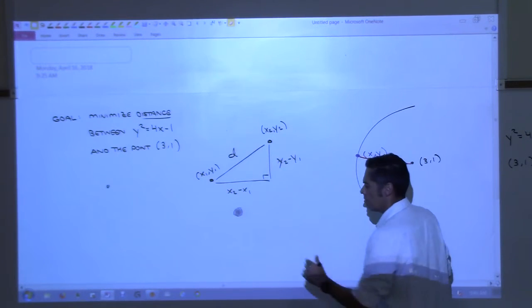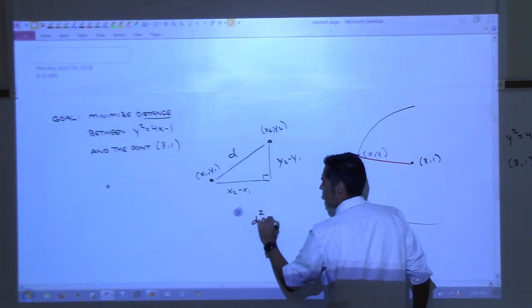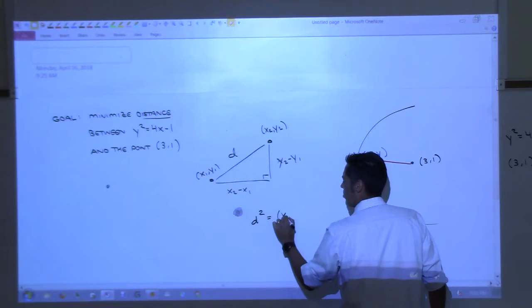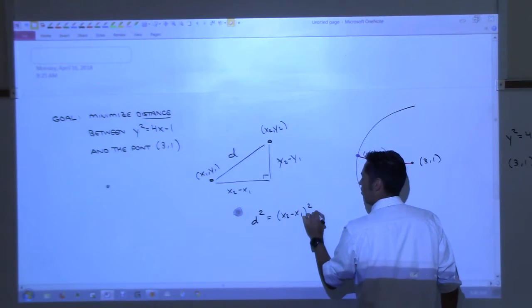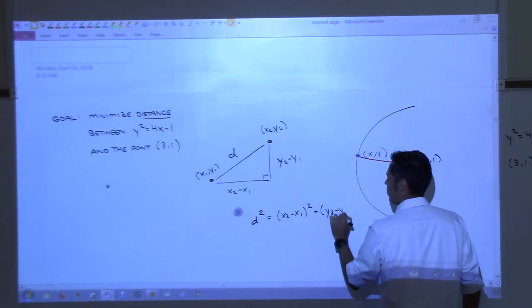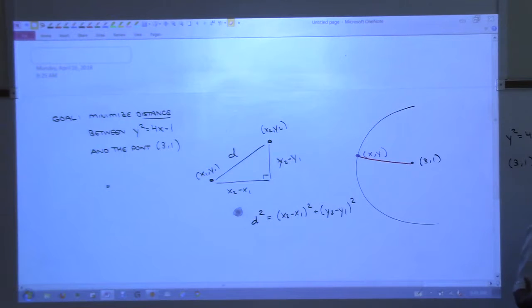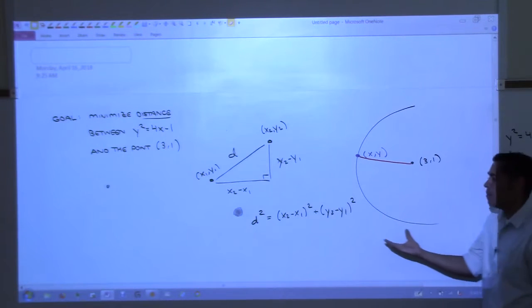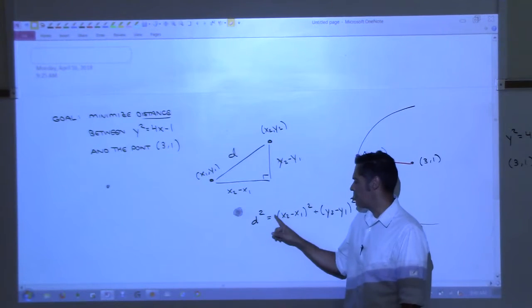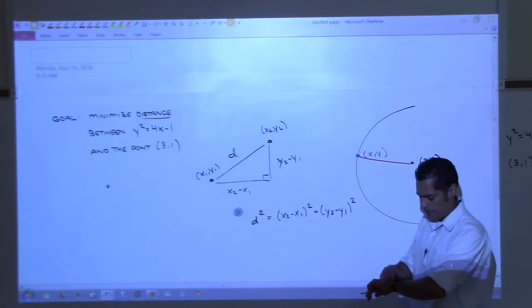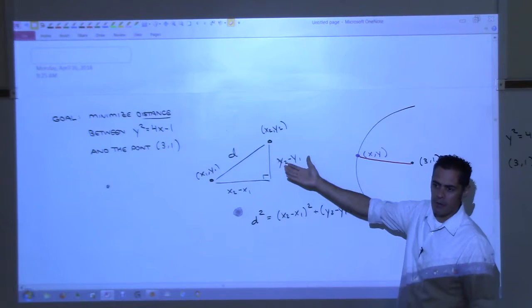So distance squared should be equal to x2 minus x1 squared plus y2 minus y1 squared. And then if you take the square root on both sides, we get the distance formula. So if you remember the distance formula, it's the square root of this. Yep. But that's where you can get it from.